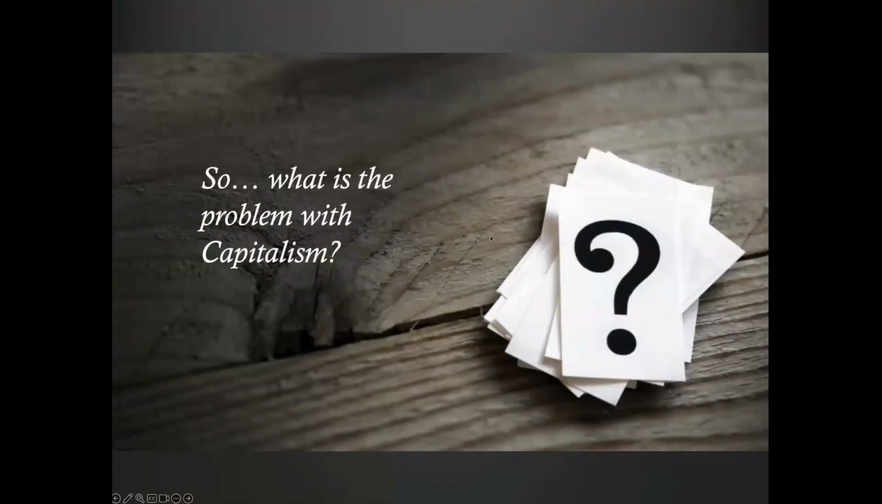What's the big deal with capitalism? Okay. And Marx will spend a lot of time talking about capitalism. So what's the problem here with capitalism, the economic system that is attended to classical liberalism?